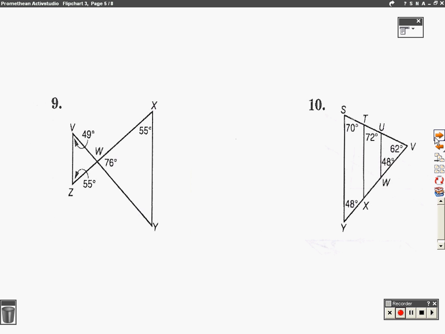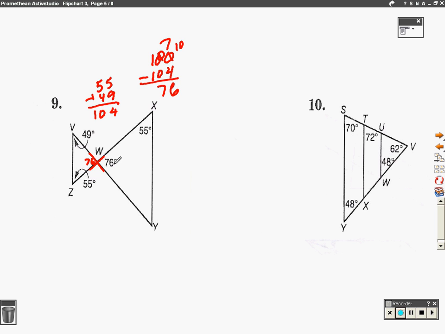So next we got these two problems. What I would do right away is, since this is 55 and this is 49, add them up. You get 104. And since it's a triangle, we have to add to 180. So 180 minus 104 is equal to 76. So this angle right here is 76. I actually could have got that because of the vertical angles. I missed that one right there.